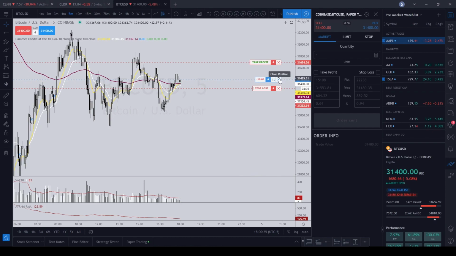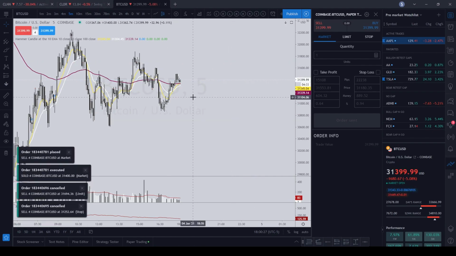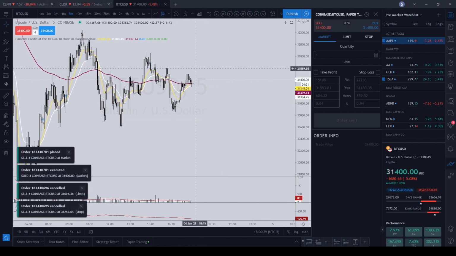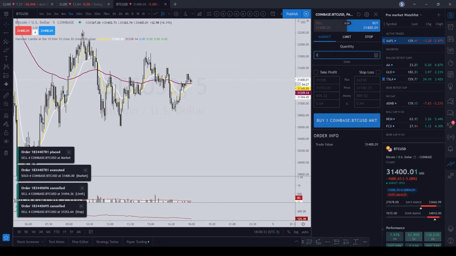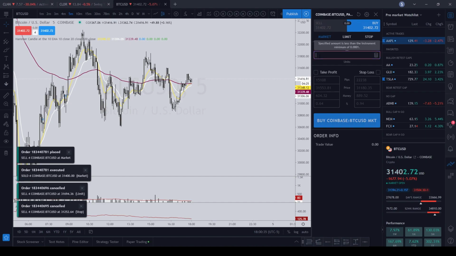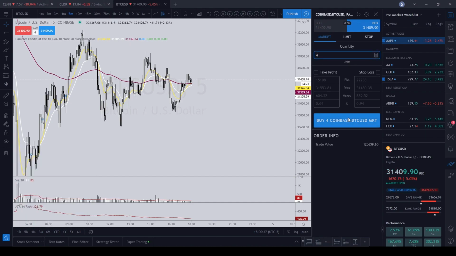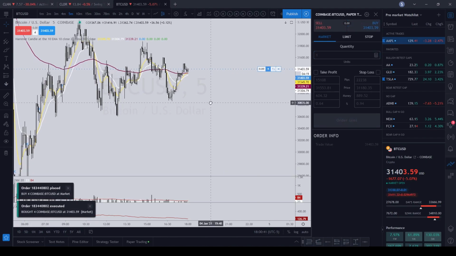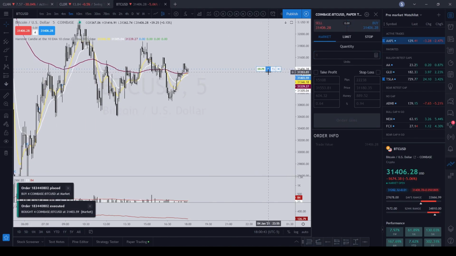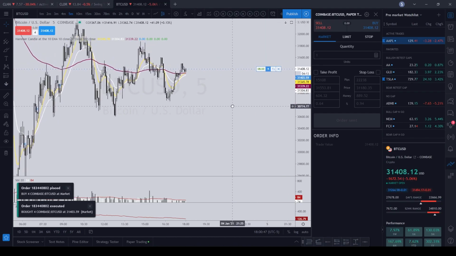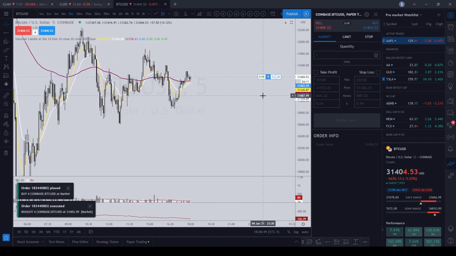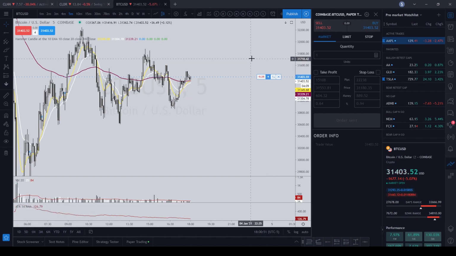So if we do that right now, let's click the X. You can see we got marketed out and it closed the position and it canceled the other 2 orders that I currently had open. So let's get back in. And this time I'm not going to enter my stop loss or my profit. So let's just buy. And I currently have 4 Bitcoin bought at market, and I currently have no protection on this position. I have no stop loss and I have no target.